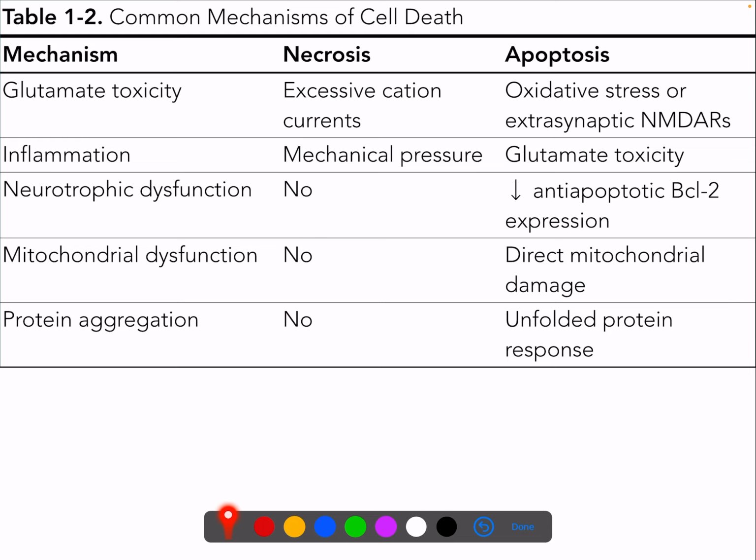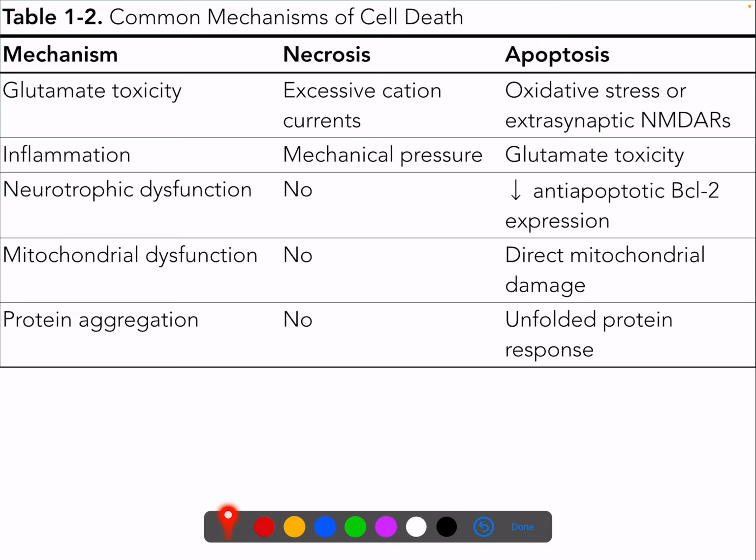A very common cause of cell death in neurons is glutamate toxicity. And this can cause either necrosis or apoptosis. Inflammation is also a very common way of killing neurons. If we have swelling, the mechanical pressure can be enough to stimulate necrosis. Alternatively, inflammation can trigger glutamate toxicity, leading to apoptosis that way. The remaining three mechanisms that we'll see pretty commonly don't have much to do with necrosis. Instead, they're going to trigger apoptosis through a couple of different ways.